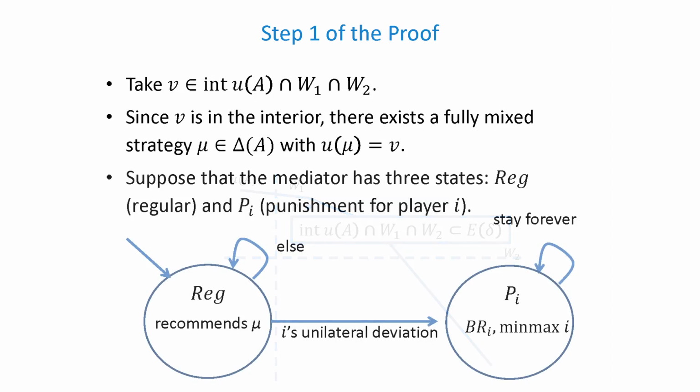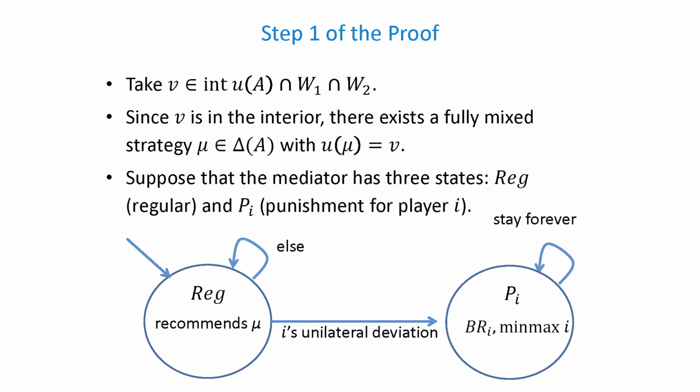Then suppose that the mediator follows the following automaton strategy with 3 states: regular, and punishment for each player. Start with the regular state, recommend this mu. As long as nobody deviates, stay here. Remember that the mediator can observe everything. And if some player i unilaterally deviates, we go to this punishment state, where the best response to the minimax i is recommended forever afterwards. Okay?